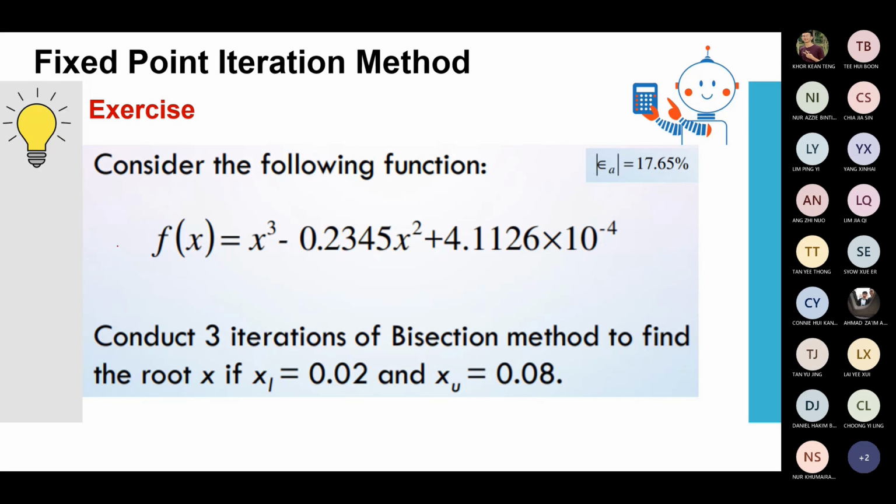Do it as homework, in a group, and then check your answer. The approximation error has to be 17.65, so make sure you get this approximation error to cross check your analysis. Follow the exact steps as I taught you just now, follow that sequence, and every time check your bracket validity. Any question?